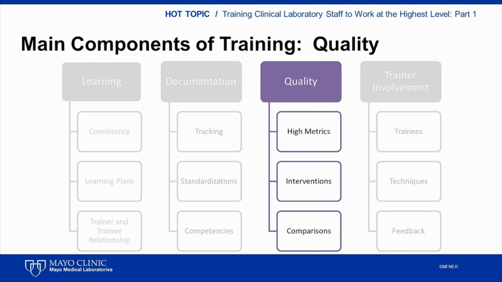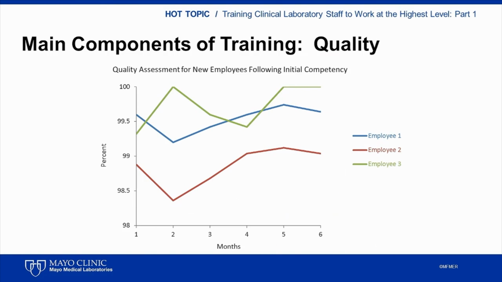Interventions may be conducted if trainees are not meeting expectations given. Interventions can be accomplished through formal or informal remediation, depending upon the situation. Comparisons of trainees can also be analyzed by leadership as a way of defining quality and productivity thresholds. The following chart shows the quality assessments that were performed for 6 months after the initial competency for the given area was completed. Retrospective reviews were done by designated personnel, and all 3 employees maintained high-quality metrics after becoming independent in their skill set.